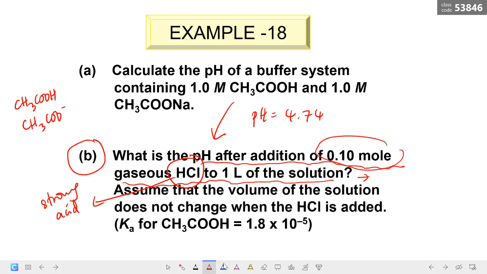Jadi bila strong acid ditambahkan, conjugate base akan neutralize the added acid. So maksudnya acetate ion akan digunakan lah. Okay, so how to solve the problem?